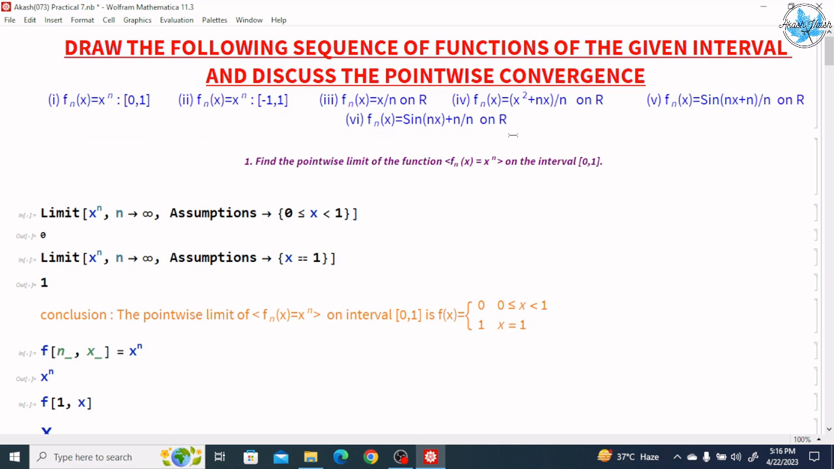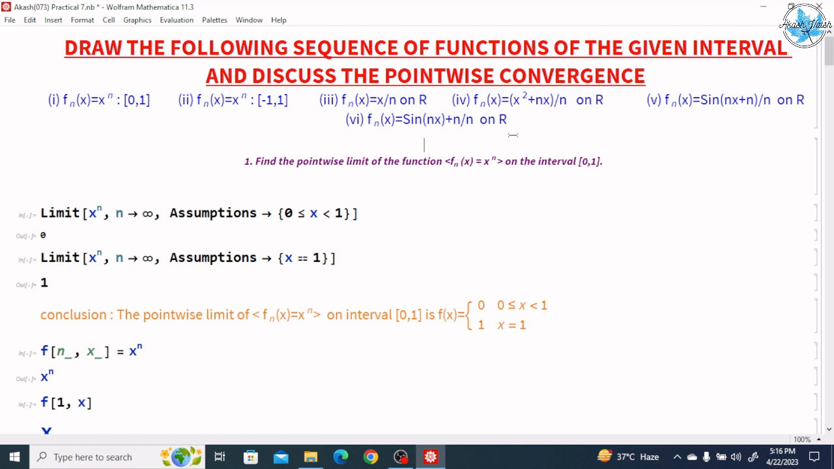Before starting this lecture, as you know, we have already discussed the pointwise convergence of a sequence of functions in real analysis. If you don't know about this, then you can search for the video on pointwise convergence by Akash Vesh, and you will get the video. I will give you a brief introduction to pointwise convergence. What do we mean by pointwise convergence?